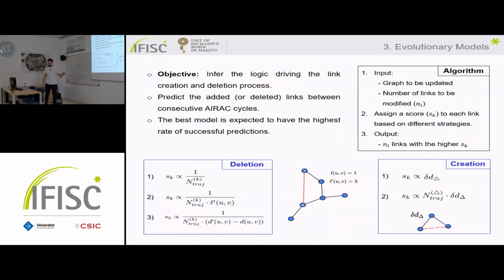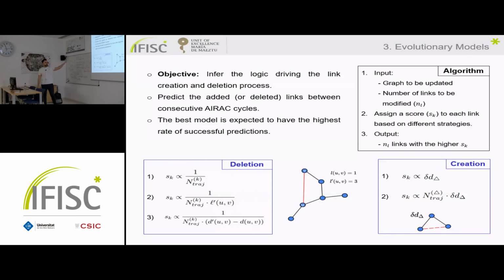And finally, to conclude with the analysis of the topology of the network, let me introduce a set of evolutionary models we have used, whose main objective is to predict the added and the deleted links between consecutive AIRAC cycles. The best model is expected to have the highest rate of successful predictions, and the algorithm works as follows. It receives the graph to be updated and the total number of links to be modified. Then it assigns a score to each link based on different strategies that I will comment on now. And finally, it outputs the n links with the highest score.